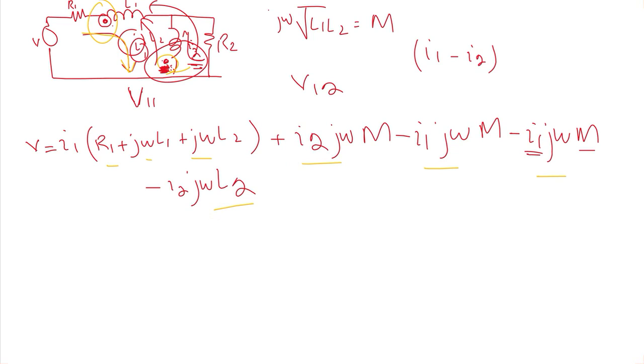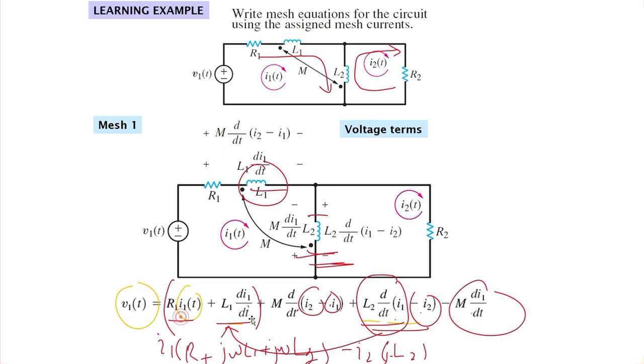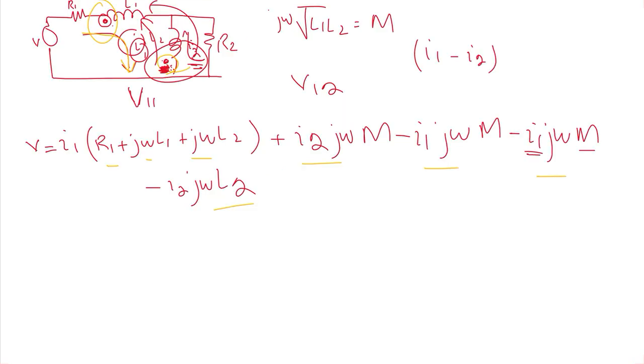Sorry, let me check it again. It would be 7 terms. 1, 2, 3, 4, 5, 6, 7. 7 terms in here and in here. So we are good to go. Now this was, as I told, a bit complex. So you might have an idea of how we will calculate this mutual inductance.